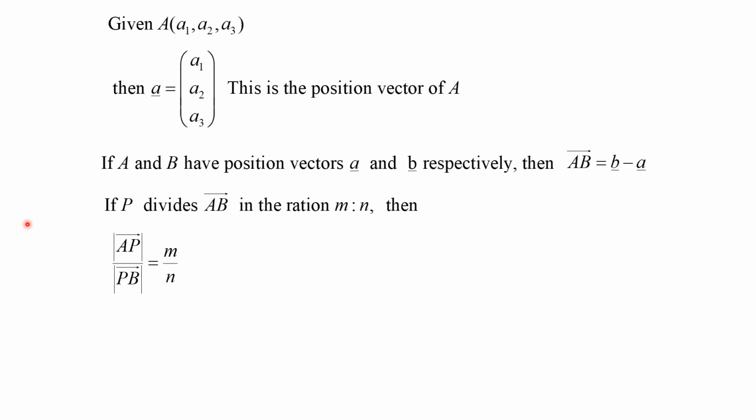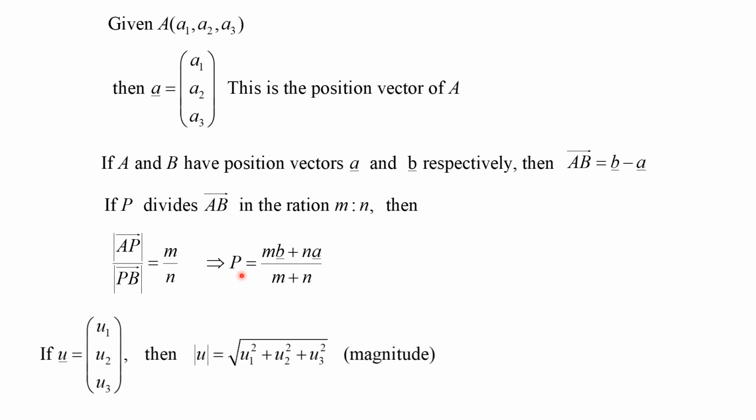And if, say, a point P divides AB in the ratio of M to N, then by definition the modulus of AP over the modulus of PB is equal to M over N. And how do you identify P? This is the formula to identify P. Bear in mind, B with the underscore is actually a vector. M and N are values that define the ratio, how P divides AB.